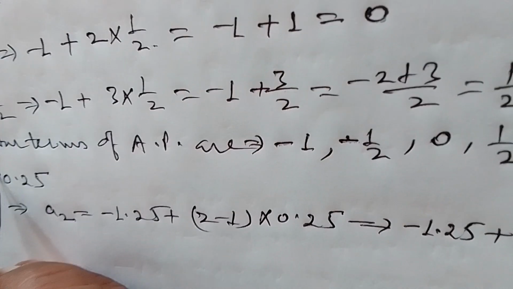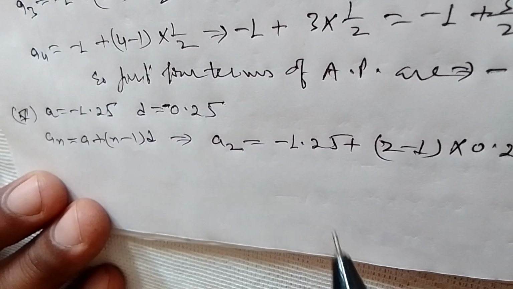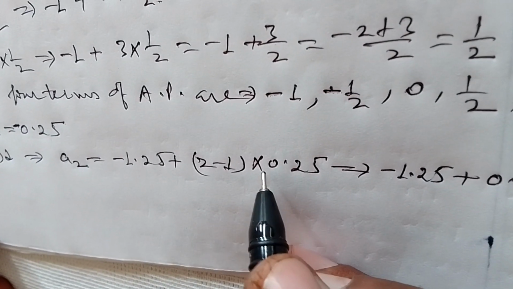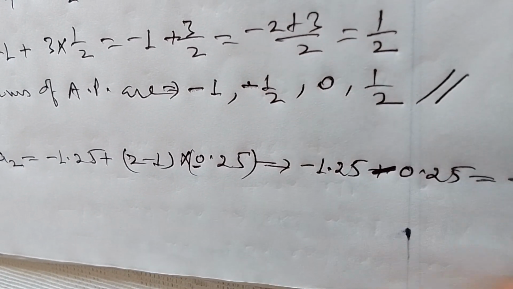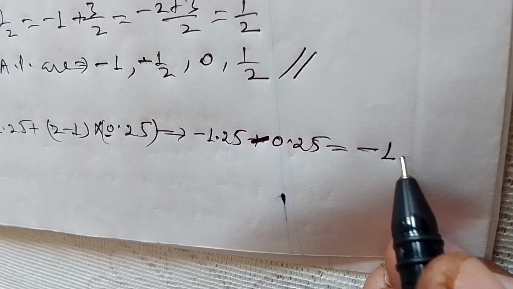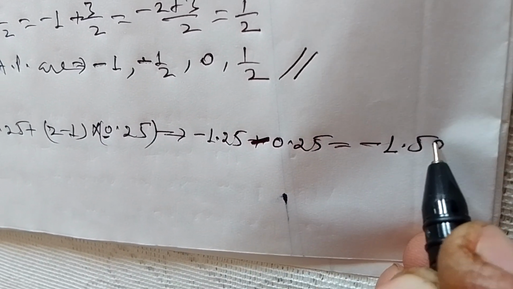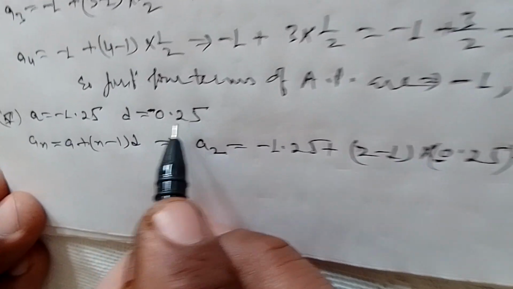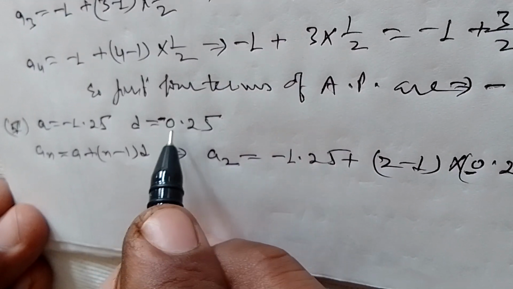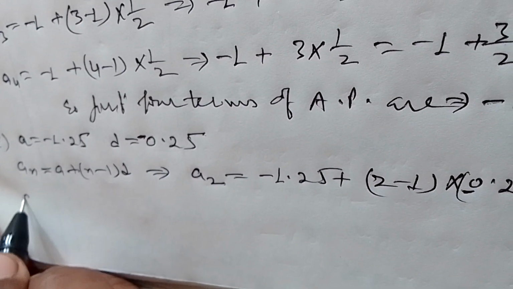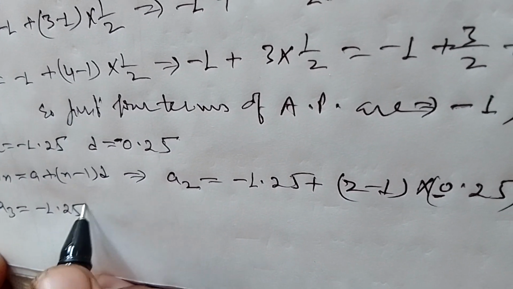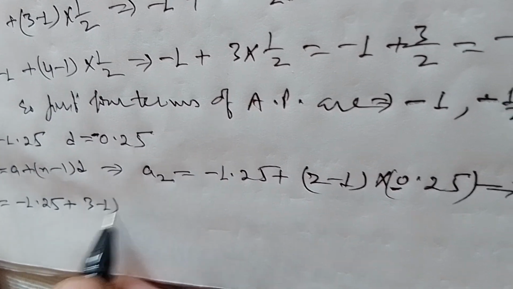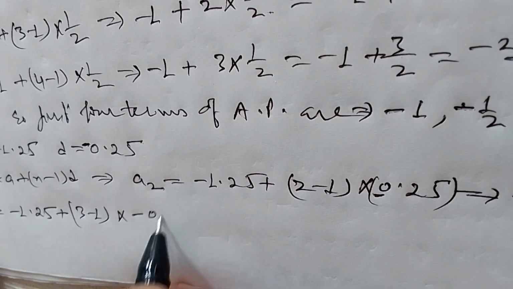Here the common difference is not 0.25, it is minus 0.25. So multiplied by minus 0.25, it will also come to be minus 0.25. So the answer will come out to be minus 1.50. So the common difference d is negative. Now the third term a3 is equal to minus 1.25 plus 3 minus 1 multiplied by minus 0.25.